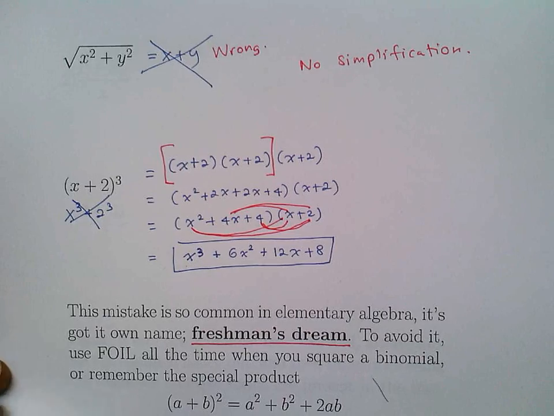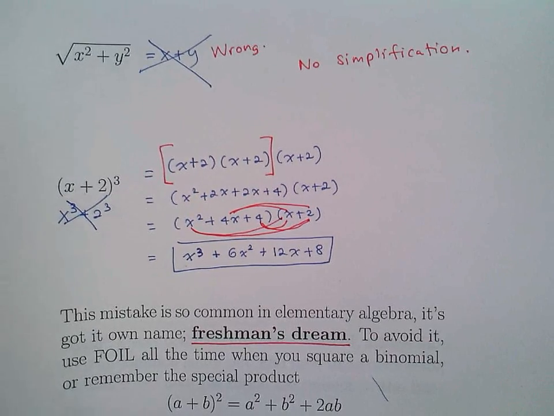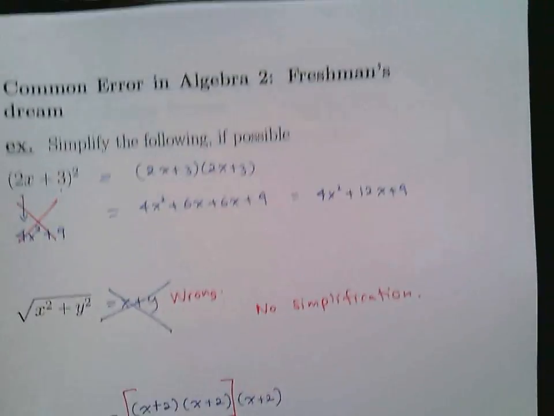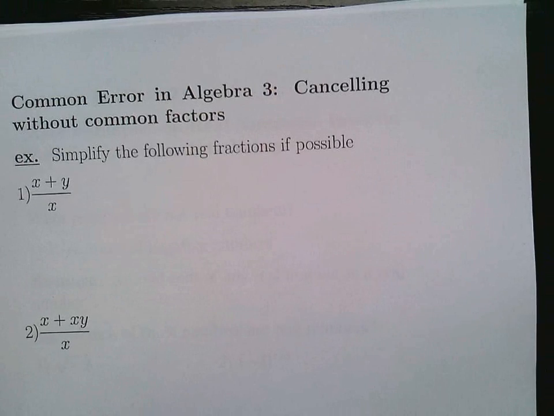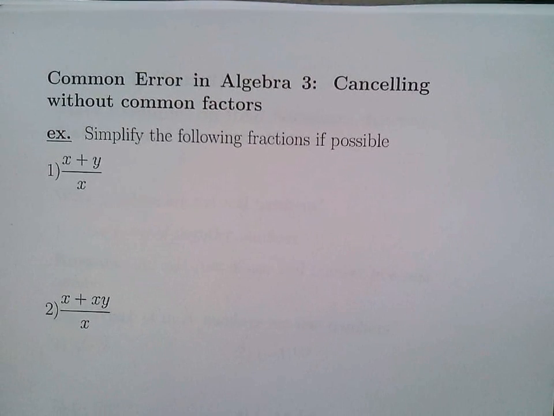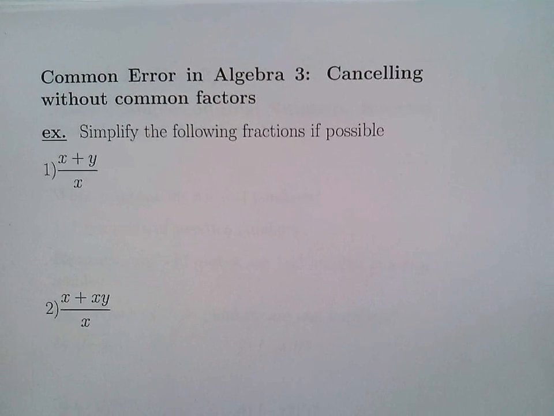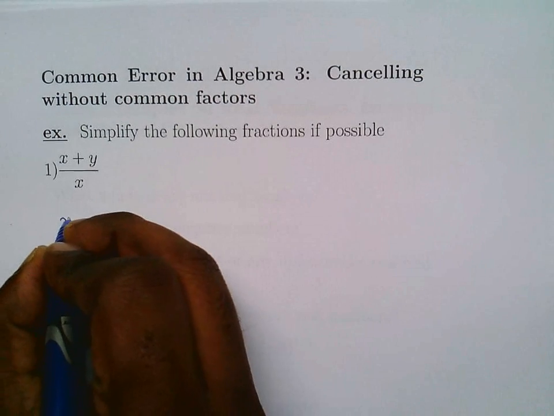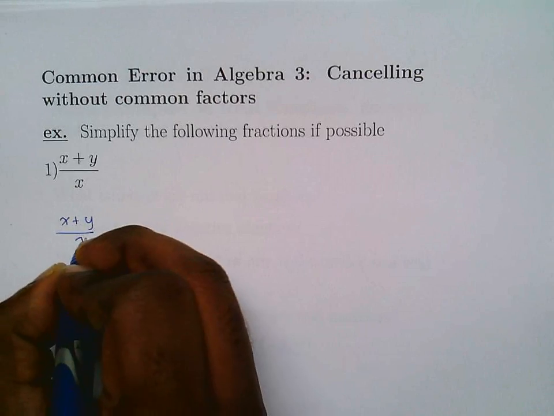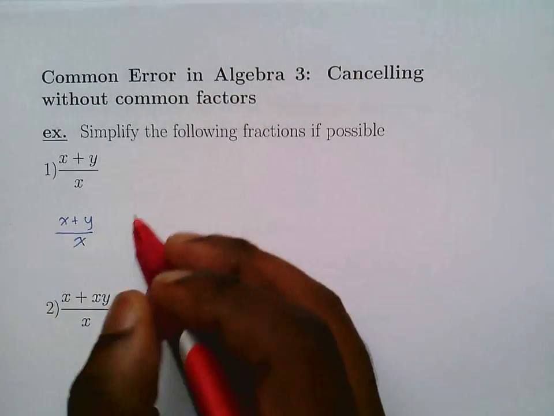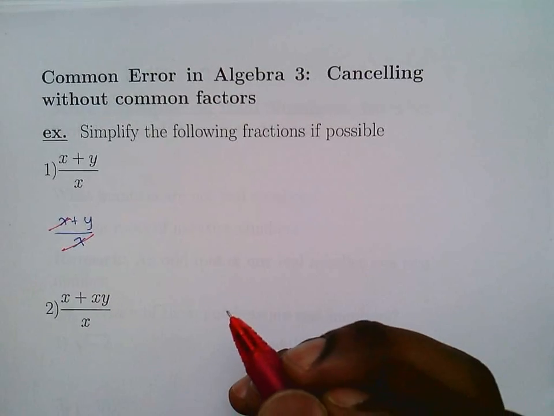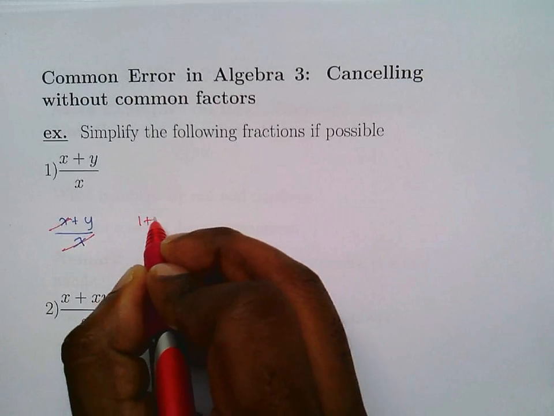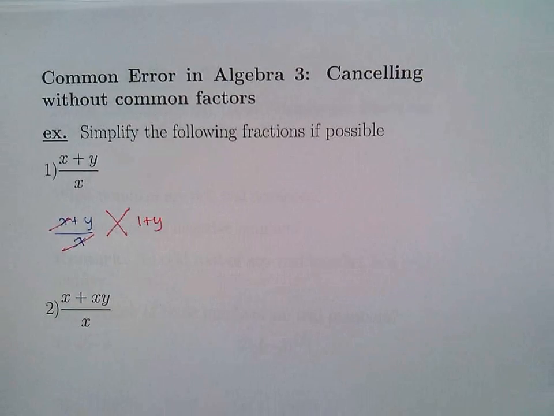Okay, so the third and the last mistake that I've seen is called cancelling without common factors. Again, it's very tempting for you to do. Let's say you have x plus y over x. It's very tempting to cancel things off like this, and then just write 1 plus y, which is wrong.